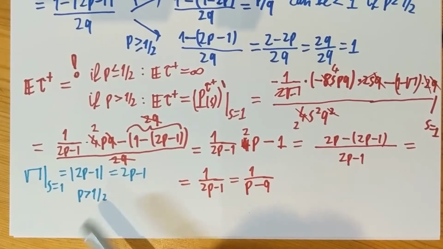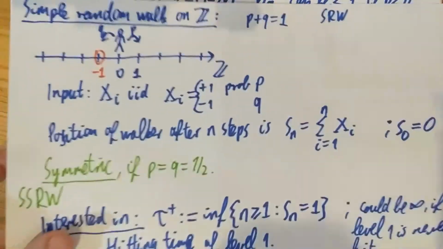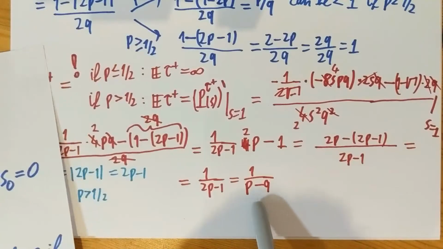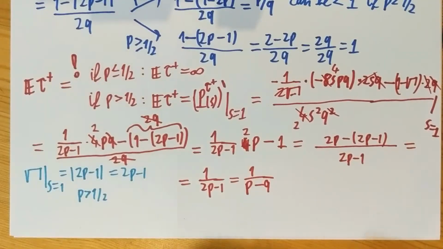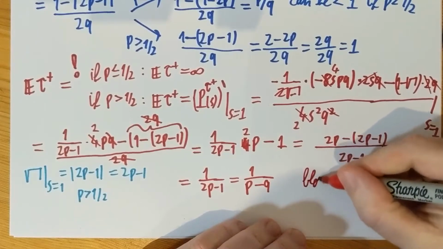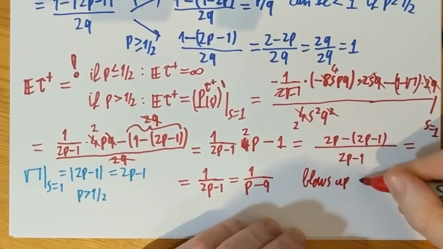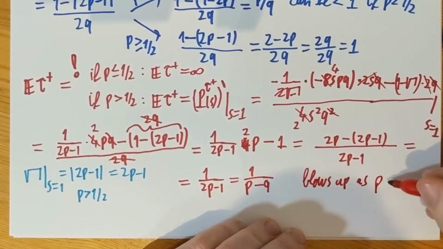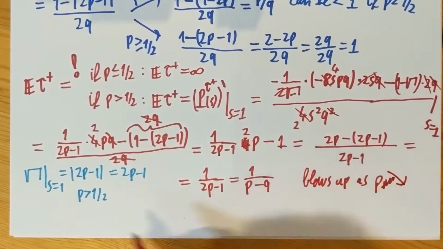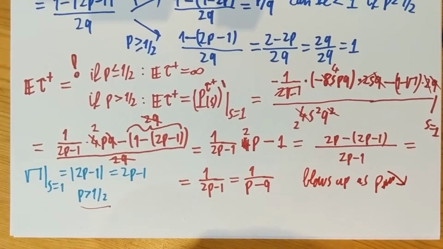If p is larger than 1/2, if the walker has a drift, a tendency to go to the right, then this is how long it takes on average. Notice that this blows up if we take p closer and closer from above. p is larger than 1/2, don't forget that.